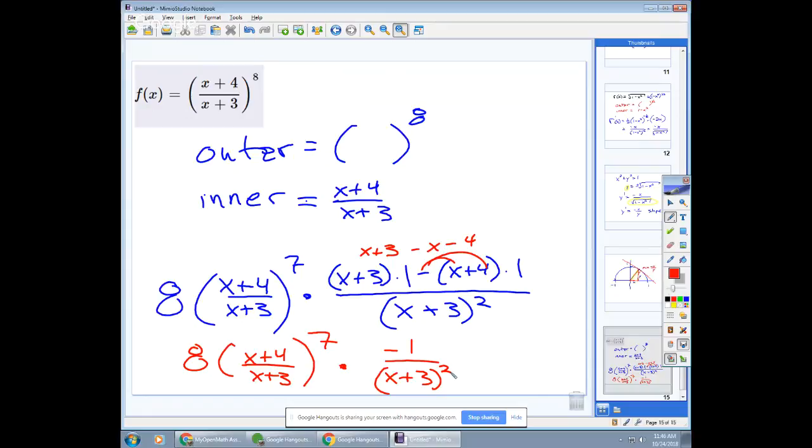Yes, absolutely. Can we take it one step further? We can take it one step further. It turns out, although you can't distribute a power over a sum, you can distribute a power over a quotient.